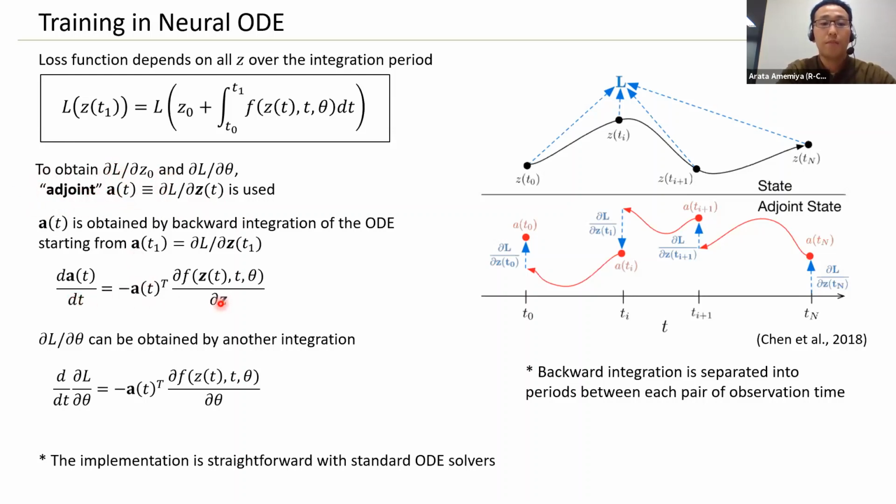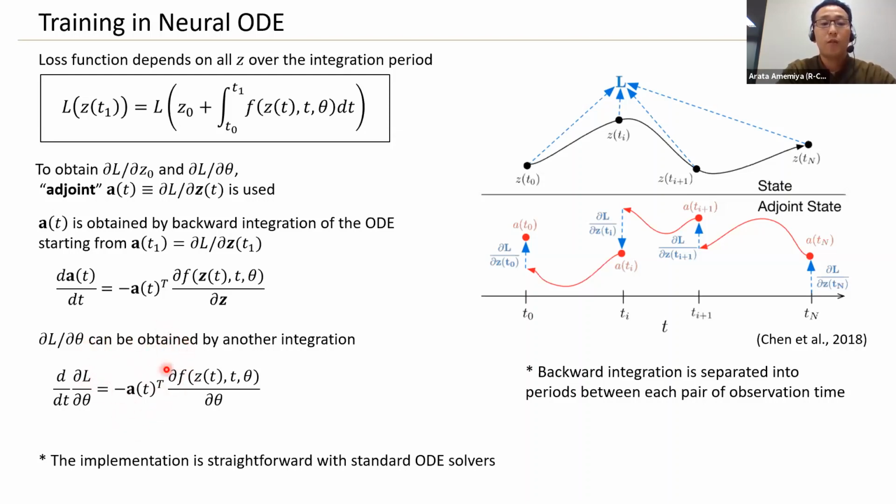and this adjoint is obtained by backward integration of the ODE shown here, starting from the final point of the integration. And this partial derivative is the Jacobian of the model function. In the same way, the gradient with respect to parameters can be obtained by another integration using the same adjoint.